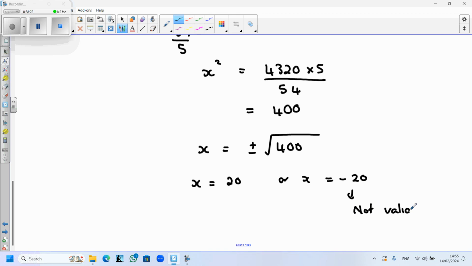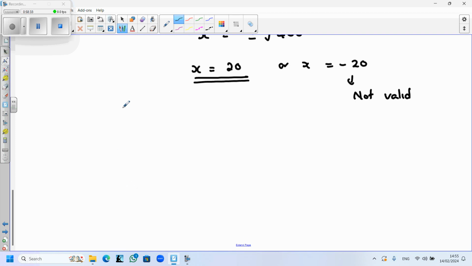Always write that in just in case. Sometimes you're given a mark for that, for discarding that answer. So that's a not valid one. So x is equal to 20. So we're getting the maximum volume when x is 20.